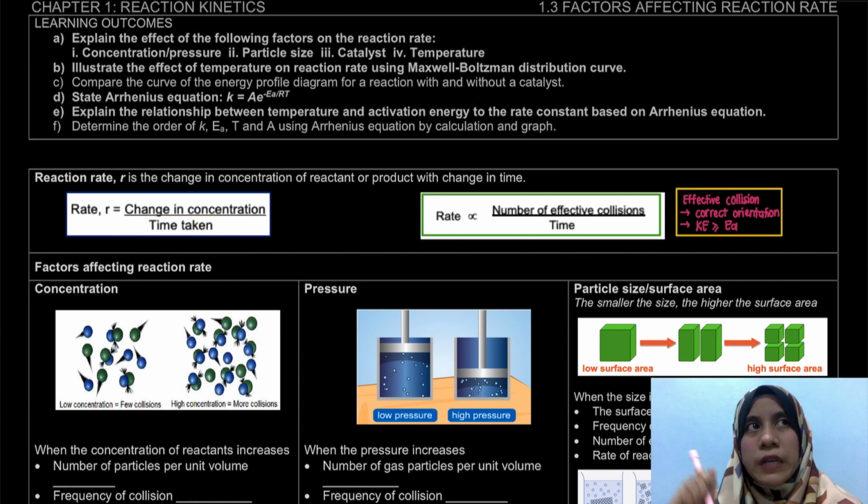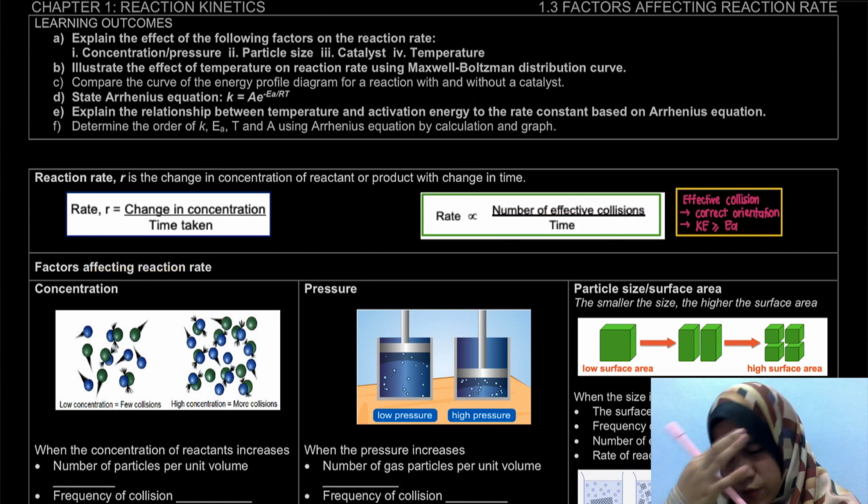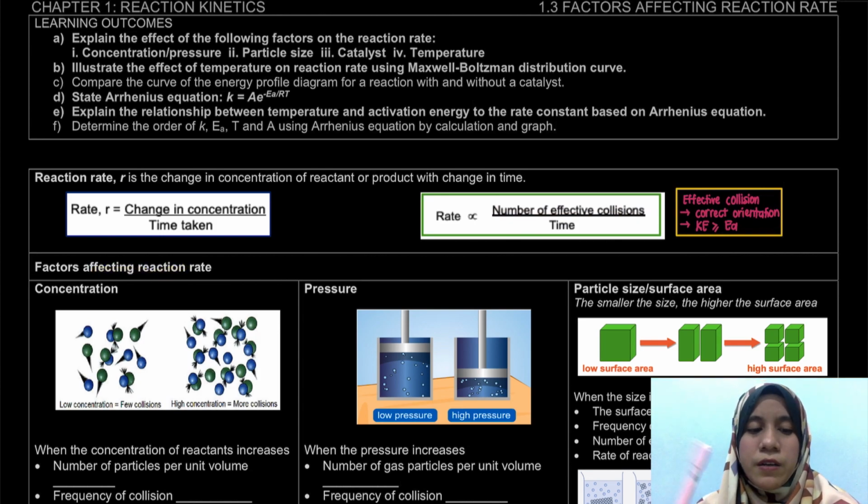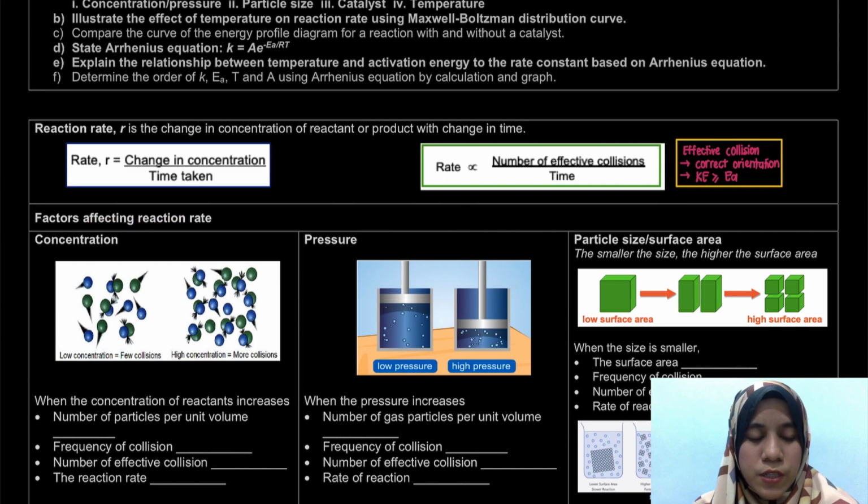Okay, so when we're talking about reaction rate in 1.3, what we're going to look at is actually the number of effective collisions. We're going to apply our knowledge from 1.2 and combine it with our 1.3 knowledge. Even though the factors affecting reaction rate, I believe you have learned during secondary school, about concentration, pressure, size, catalyst, temperature. Okay, so we're going to combine these two bodies of knowledge. So let's look at the factors.